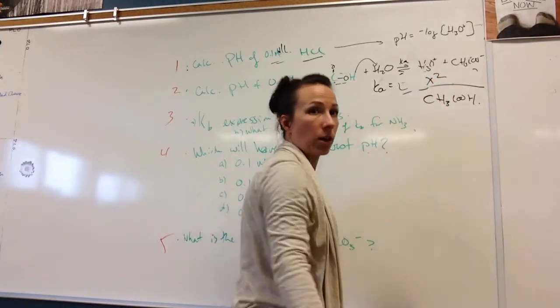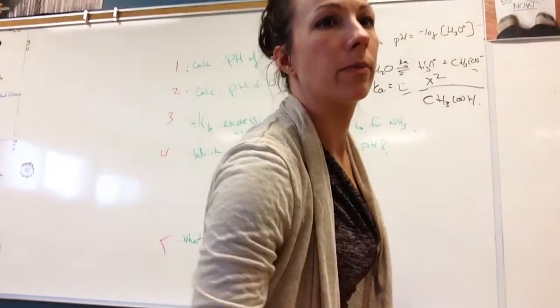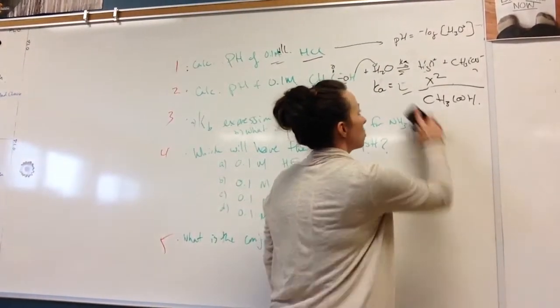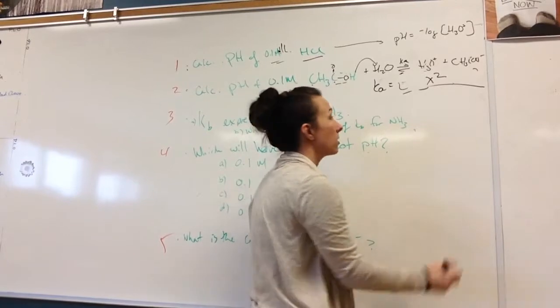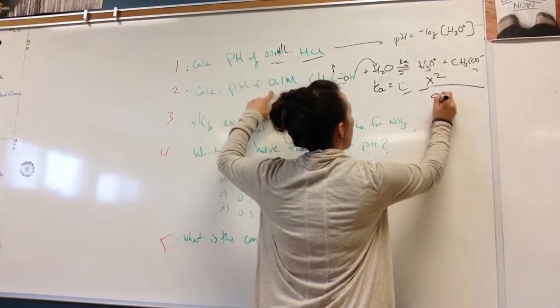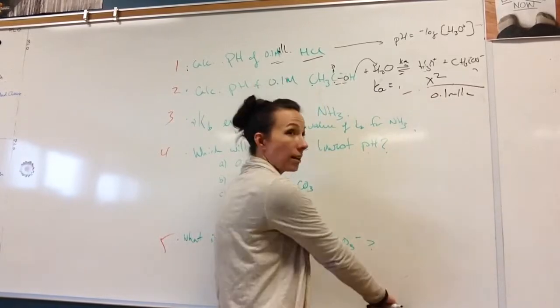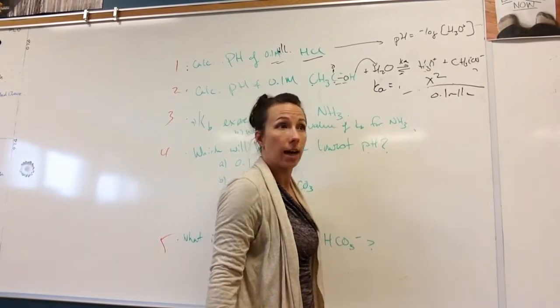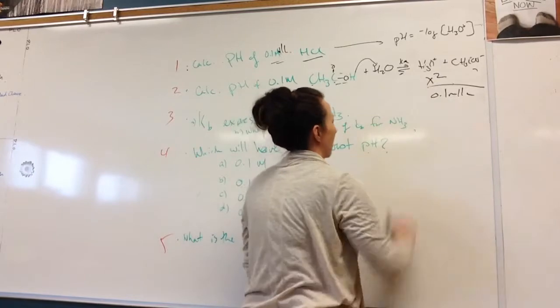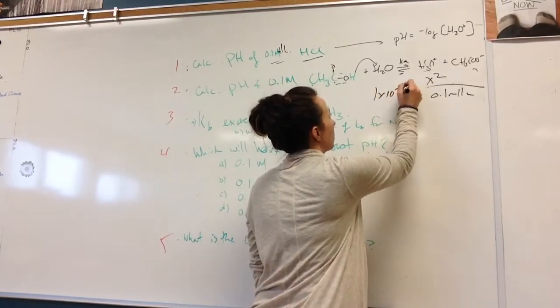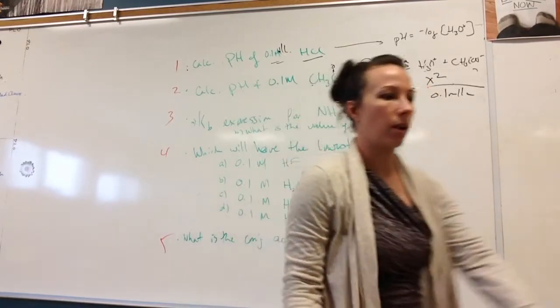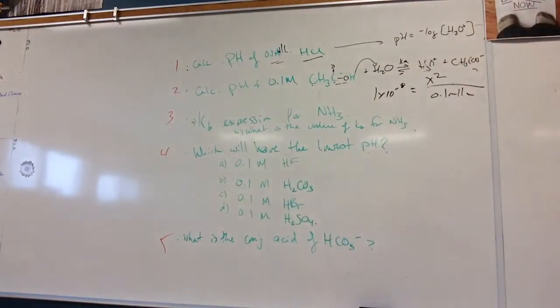In Chem 30, we can always assume that the initial at the bottom is the initial. So this is 0.1 moles per liter. The Ka I can get off of the data booklet. So it is, I think, 1 times 10 to the power negative 8. Or negative 5. Negative 5. Negative 5?